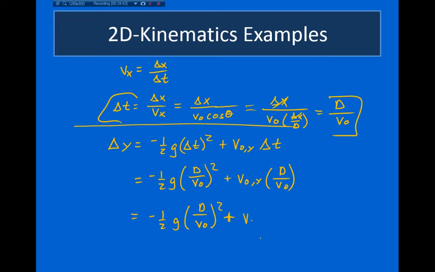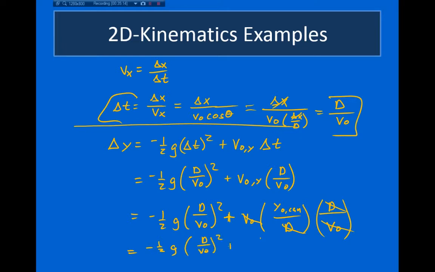So this is v naught times sine of theta, and sine of theta is the height of the can divided by d. And immediately we can see a whole bunch of things are going to simplify here. V naught is going to cancel, and d is going to cancel. So this whole thing over here is just going to be equal to minus 1/2 g d over v naught squared plus the initial height of the can.